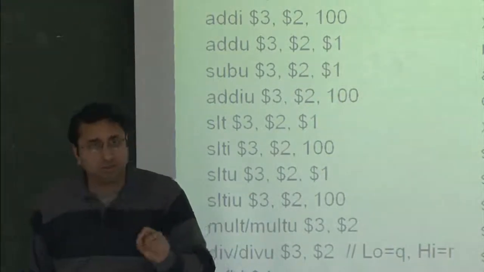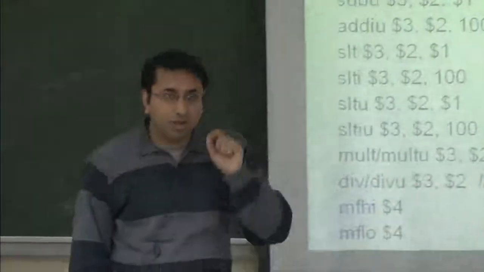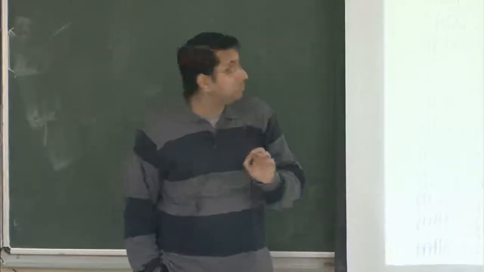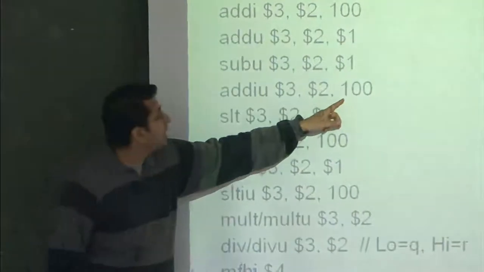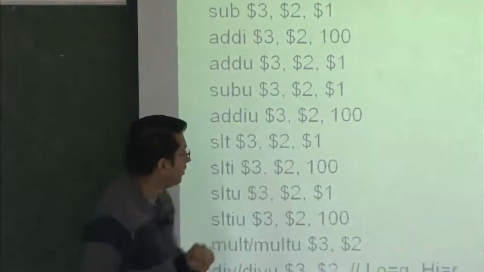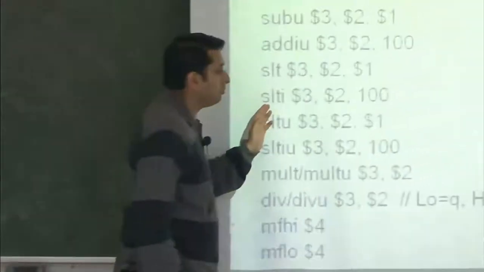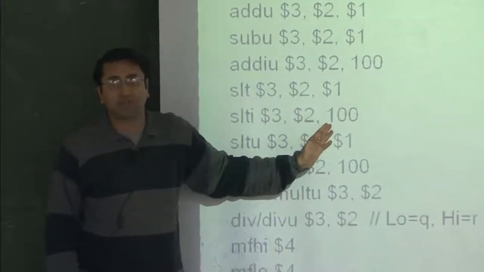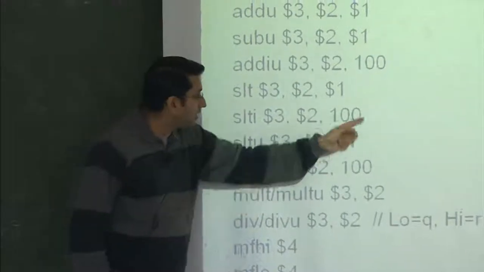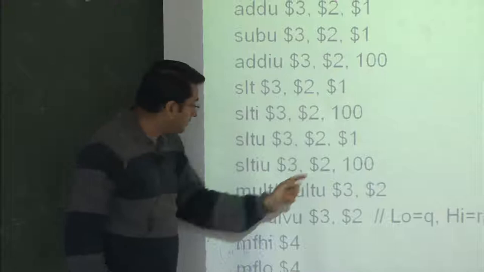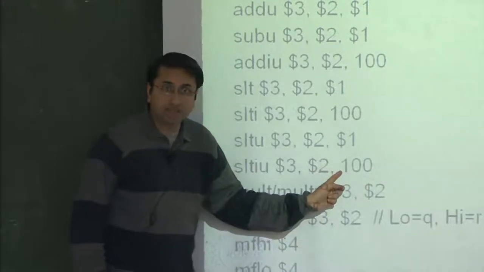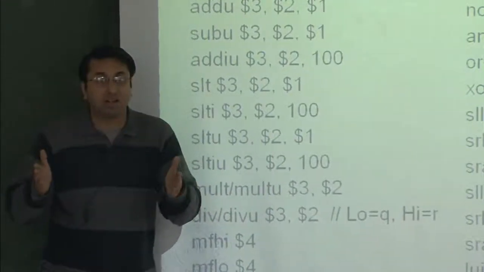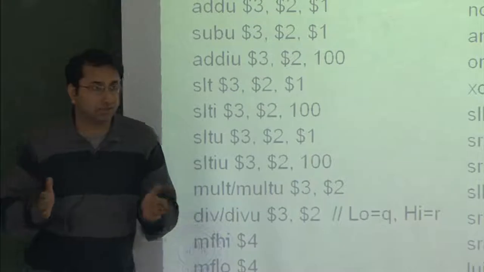This is somewhat confusing, but keep this in mind. The only difference is that in one case we ignore the overflow, in the other case we don't. It has nothing to do with the sign extension. In both cases we'll be doing a sign extension. Set less than immediate is essentially a comparison. It is checking whether $2 is less than 100 or not. In this case, 100 will be treated as a signed number. If you specify a negative number here, it will be taken as a negative number. It will be sign extended to get a 32-bit operand, but then the whole 32-bit thing will be treated as an unsigned large number. So keep that in mind.